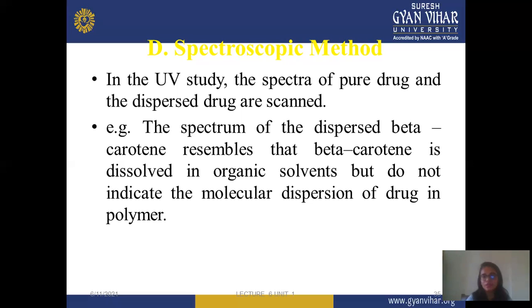The spectrum shows that beta carotene is dissolved in a particular organic solvent, but does not indicate molecular dispersion of the drug in a polymer.